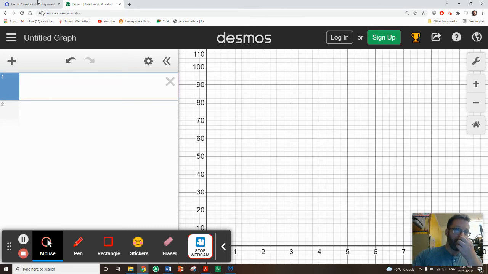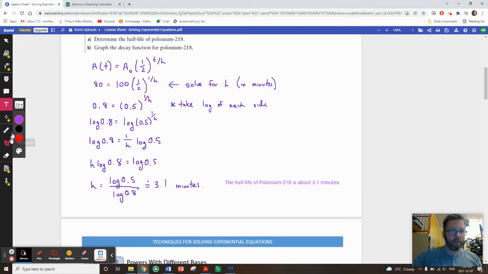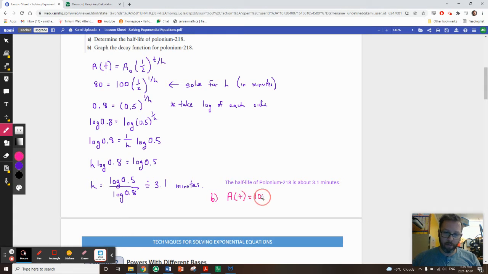And now let's graph our function. And maybe just off to the side here, we now actually have our function to model the amount for part B. We are starting with 100, and then a half or 0.5, whatever you prefer. And then T, we now know the half-life is about 3.1. So we can graph this function and look at this over time.